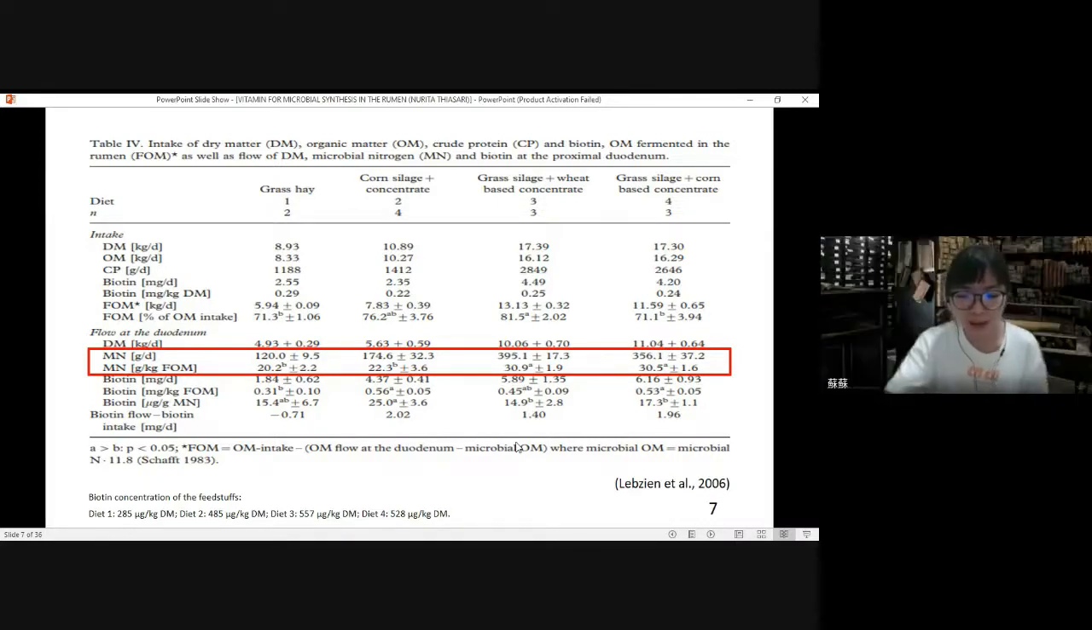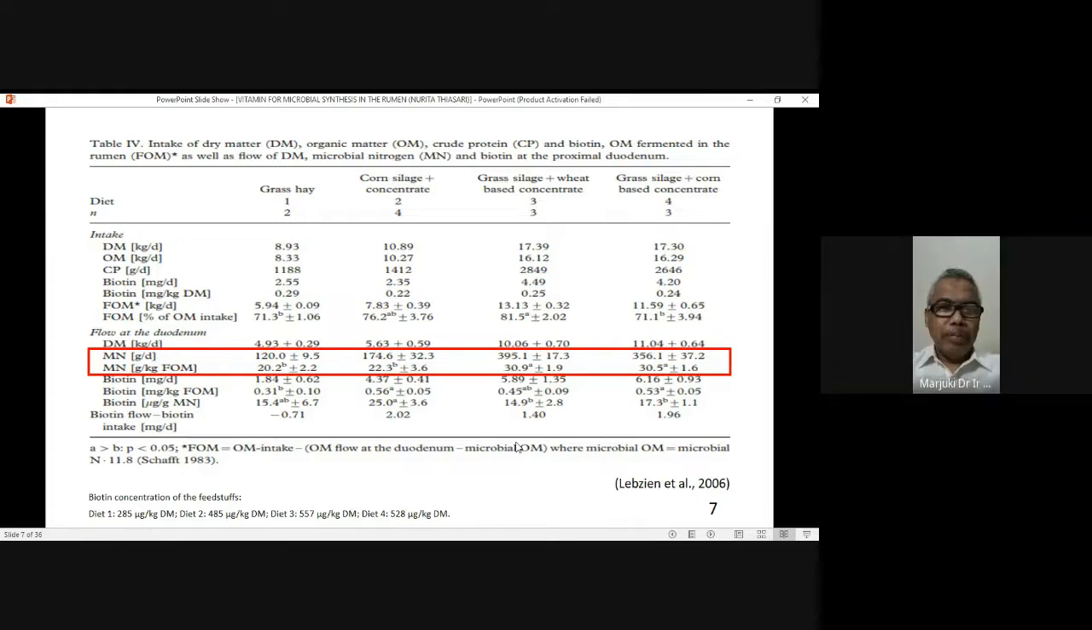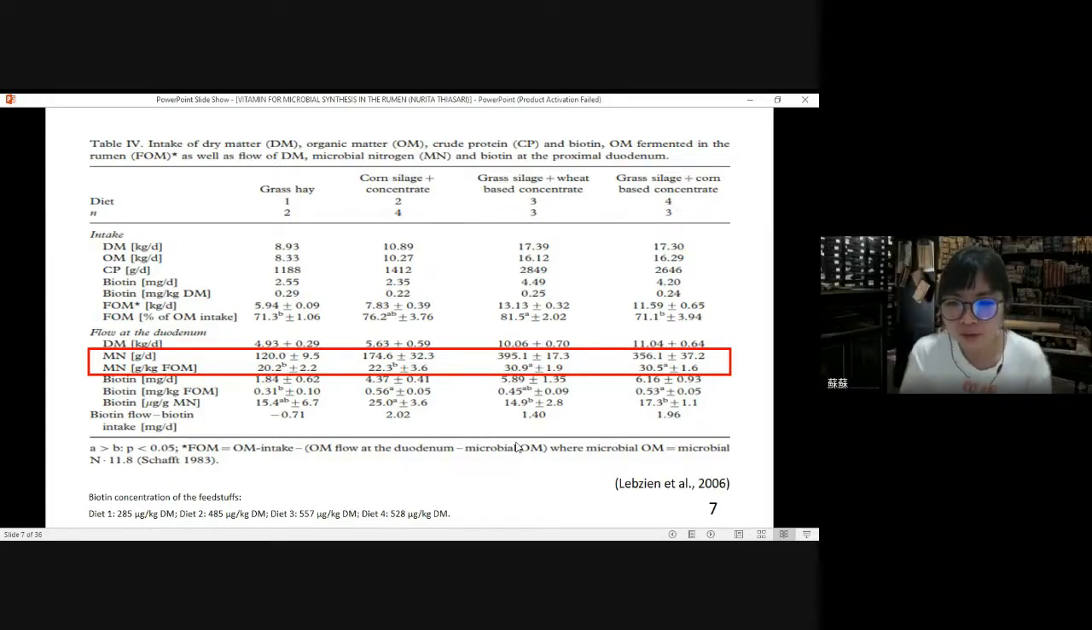My question is about the literature review. Most of the situation when the treatment is under vitamin B, usually there is more efficiency within the high concentrate feed. So can you give some explanation on it?